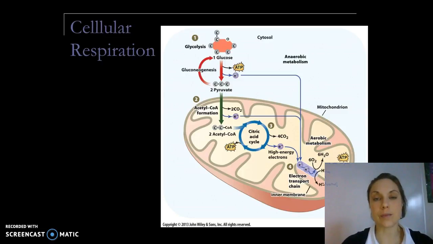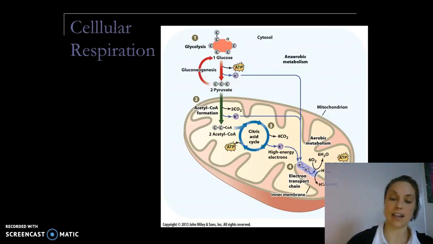Cellular respiration converts glucose to pyruvate in the cytosol of the cell, which is anaerobic metabolism that can happen producing a little bit of ATP if there's no oxygen available. However, if there is oxygen available, that pyruvate is converted to acetyl-CoA, which then enters the citric acid cycle and transitions into high energy electrons that go through the electron transport chain in order to produce the water, the ATP, and the carbon dioxide.